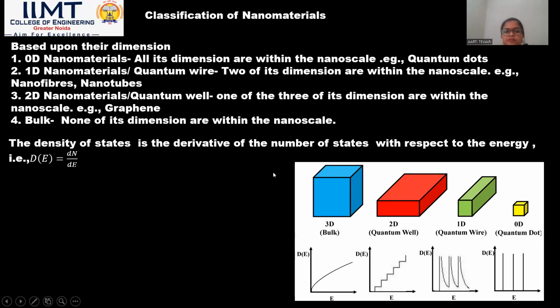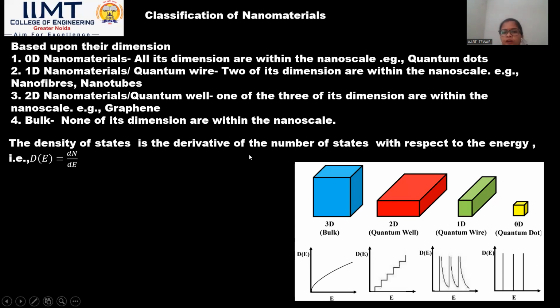Okay? Then I have a one-dimensional nanomaterial, quantum wires, where two of its dimensions are within the nanoscale. For example, either a nanofiber or a nanotube. Okay? So this is a quantum wire. In other words, two of its dimensions are in the nanoscale, and one is at the macro scale. Then I have a two-dimensional nanomaterial or a quantum well, where one of its three dimensions is within the nanoscale. Example, graphene. It's a 2D material, right?